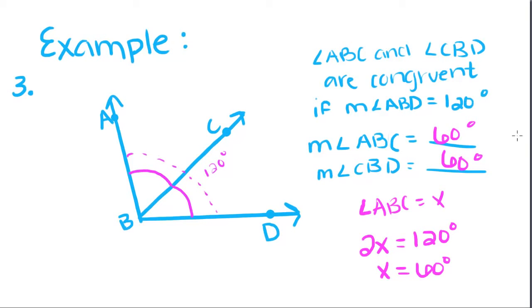equals 60 degrees. Okay, so now that you know the properties of angles, be sure to watch the next video, which will go over special angle pairs and how they relate to one another.